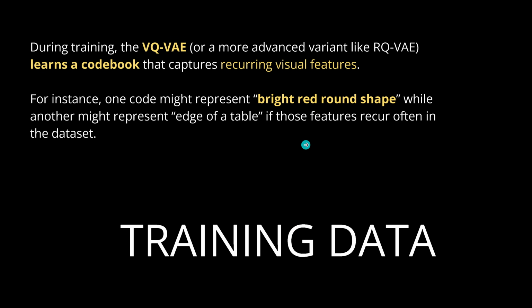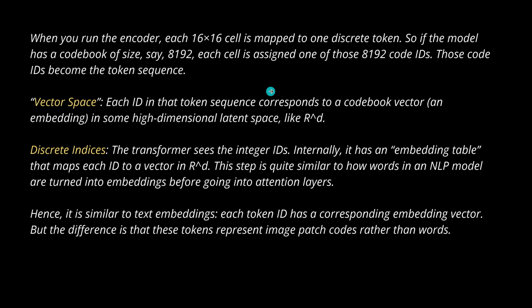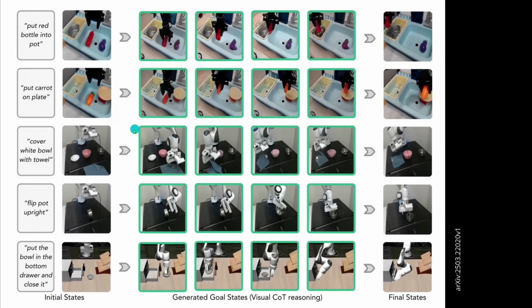So of course, here now we really depend on the training data. During training, the variational autoencoder learns this codebook that captures these recurring visual features that we want to map. For instance, one code might represent a bright red round shape, while another represents an edge of a table or whatever features you have in your particular training data. So the training data become really the most important source of high quality information. If you want to understand encoders in a vector space with discrete indices, there is a little bit more information, but I just want to show you this.